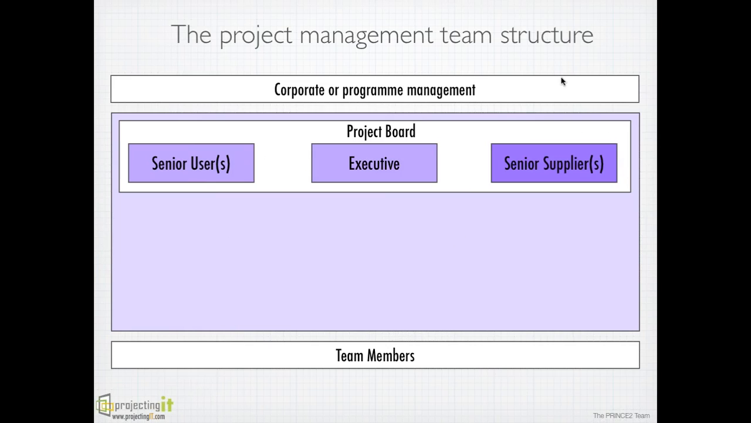Executive will always be one, whereas senior user and senior supplier roles can be shared. Executive and senior user together form the customer of the customer-supplier environment.